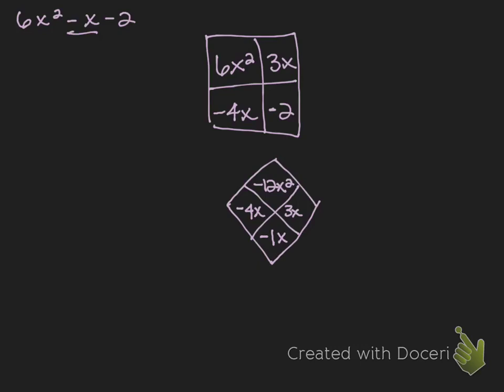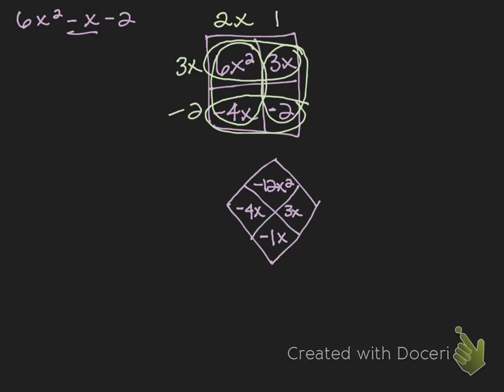From here, we're going to look for the greatest common factor in each of our rows and columns. So first, looking at 6x squared and negative 4x, I know that they have a 2 and an x in common. Then I can look at the next one here. If I look at 3x and negative 2, they don't have anything in common, and so we know that they can have a 1 that can divide into both of them. Looking at 6x squared and 3x, I know they have a 3x in common. And looking at negative 4x and negative 2, I know they have a negative 2 in common.